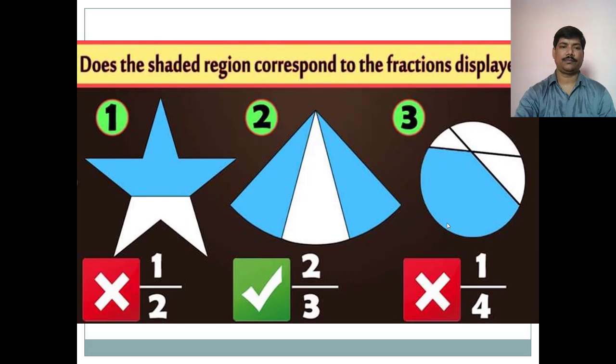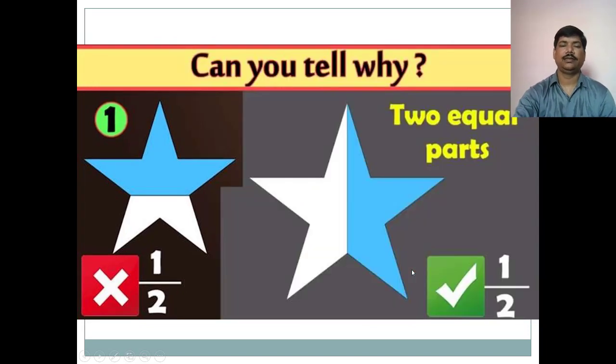Next, as I already told you, this is not 1 by 2, this is not 2 by 3, and this is not 1 by 4. Next, can you tell why? As already explained, these parts are not equal. So what is the correct form? This will be the correct one.